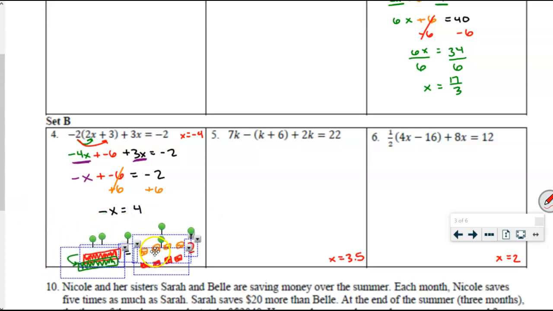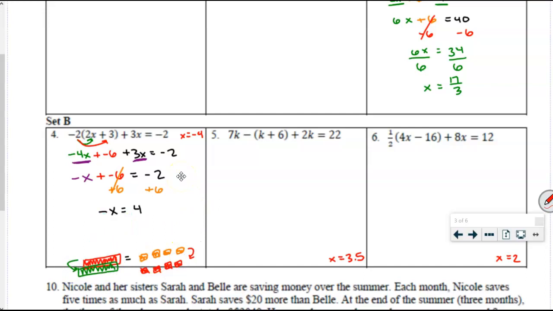What is that going to look like if I'm doing this algebraically? We've also talked about this before. How many x's do I have? 1. But it's not just 1, it's negative 1. How are you going to undo multiplying by a negative 1? We divide by a negative 1. A negative 1 divided by a negative 1 is going to divide out, leaving me with x is equal to 4 divided by a negative 1, which is a negative 4.